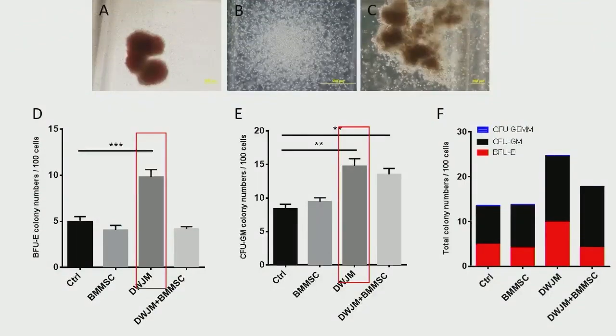So one of the first things that we looked at is the ability to form colonies, and looked at all these different culture conditions. And as you can see, in the presence of matrix, we have the most number of colony-forming units, including erythroid as well as myeloid colonies. And actually adding the mesenchymal stromal cells to this culture condition reduced the amount of erythroid colonies.